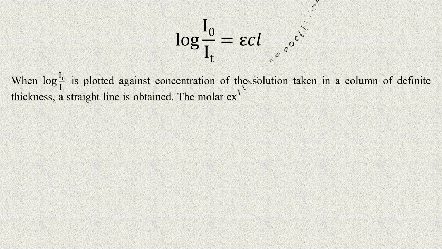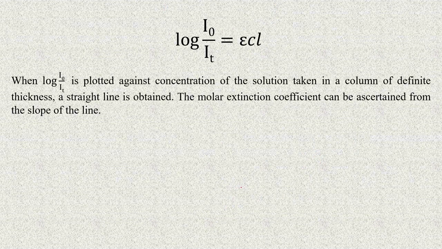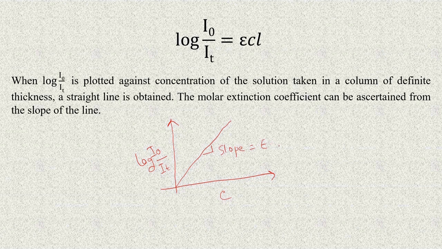When we plot this log I0 by IT against the concentration of the solution taken in a column of definite thickness, we find a straight line, and the slope of this straight line will be epsilon L.